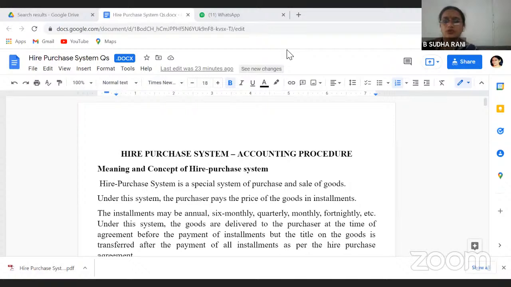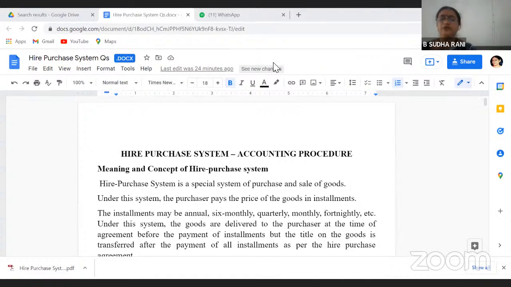Right. So, good morning, all of you. Today we are starting a new chapter, that is hire purchase system and installment system. First block in our material, hire purchase system. Block 1 in our B.R. Ambedkar University study material. Hire purchase system, accounting procedure.